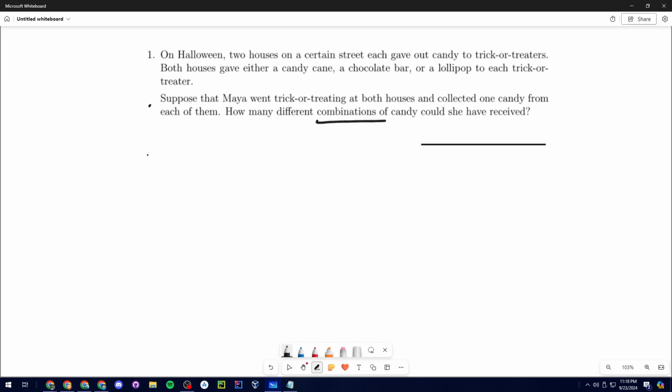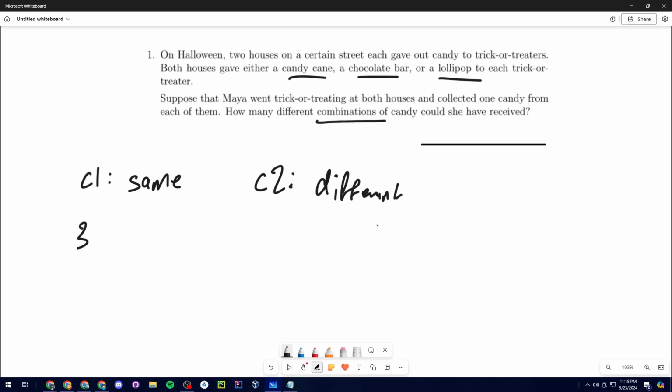So basically, think of it this way. You could write all of the solutions out. That's pretty straightforward to do because you only have 3 objects. But let's say that we have 2 cases. Case 1 is they're the same. That means we have 3 different combinations, because we have the candy cane, the chocolate bar, and the lollipop. The second case is that both are different. How do we figure out how many different ways there are to choose 2 from 3?